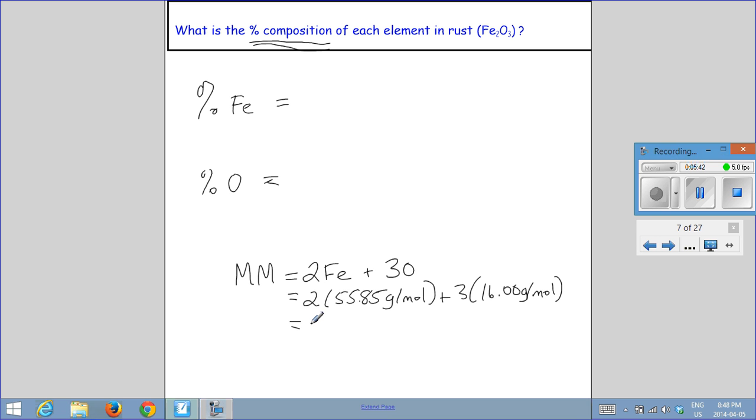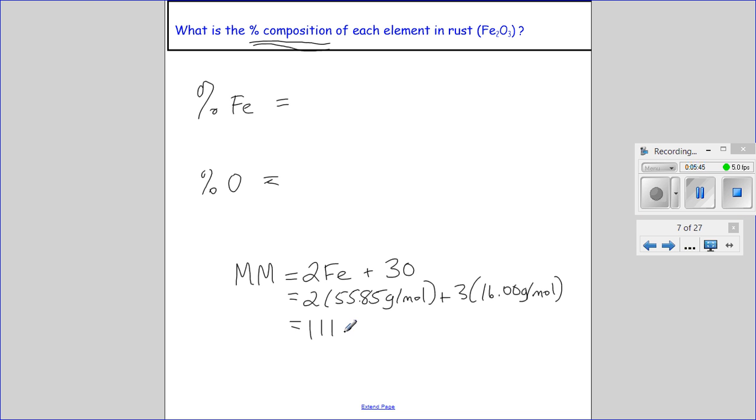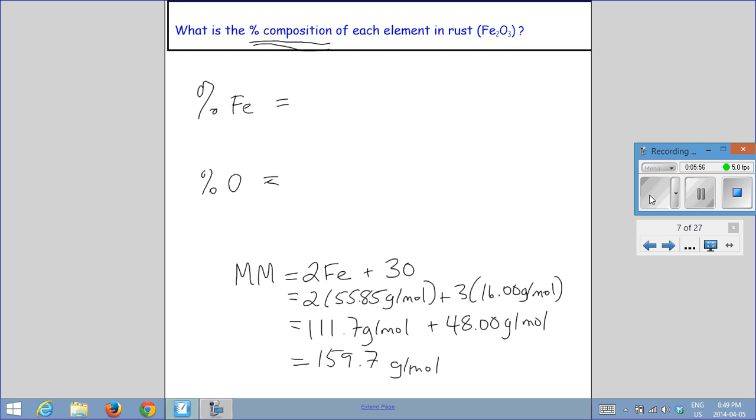So we substitute in our molar masses. We get 111.7 grams per mole here, and 48 grams per mole here. Now we add that together to get our whole molar mass, which is 159.7 grams per mole.